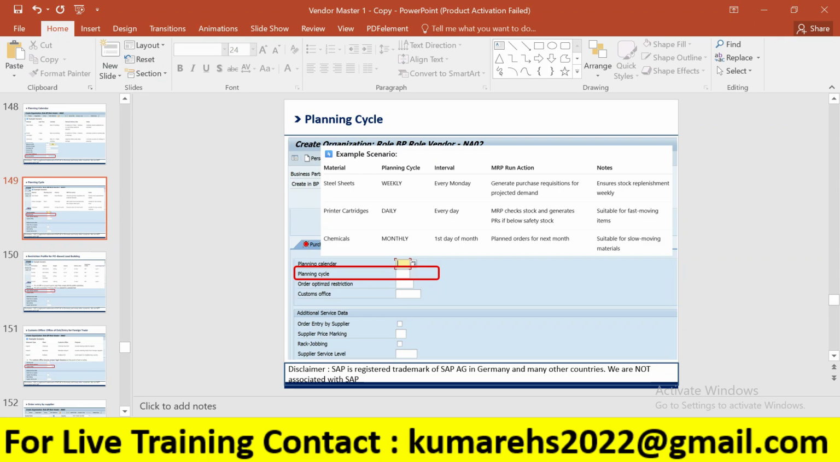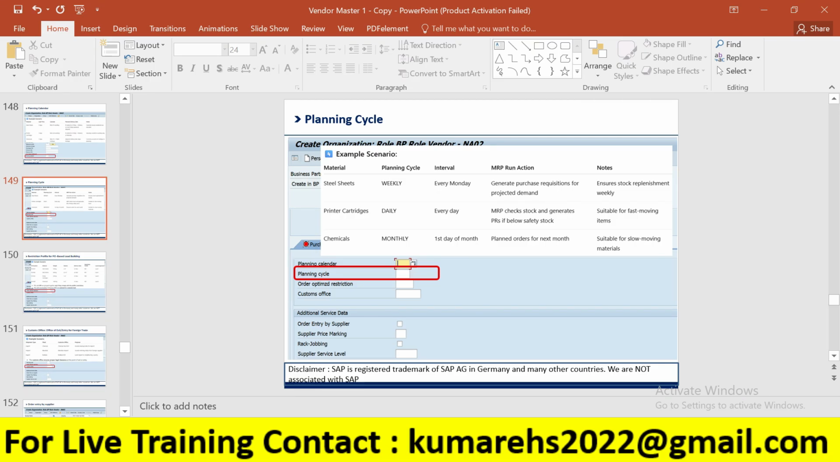Third one is monthly. First day of the month. Planned orders for next month. Suitable for slow moving materials. Planning cycles automate when MRP evaluates the material, avoiding manual checks. The key points: helps schedule periodic planning efficiently, works together with planning calendar to respect non-working days, can be material specific or group specific, reduces stockouts or excess inventory by maintaining timely replenishment.